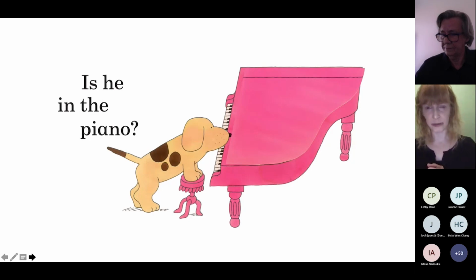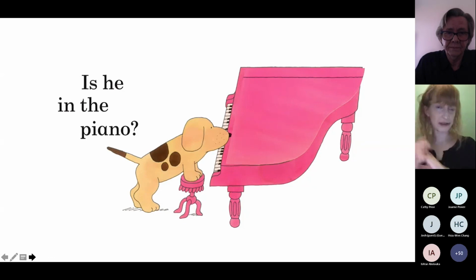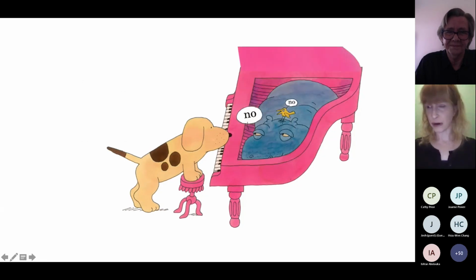The other thing I have been thinking about is, again, repetition. So when we get to a new page, because it's a question here, we might state the lead into the question, which was, where's Spot? And now we're on this page. Is he in the piano? And then again, thinking about our repetition, I don't know. Let's have a look. Let's open the piano. What might we say now?